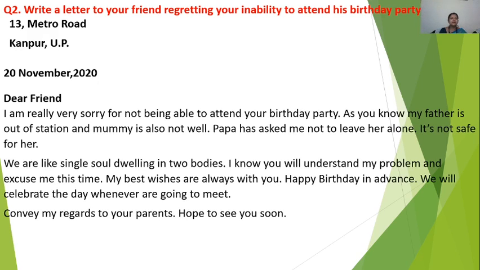The first is: I am really very sorry for not being able to attend your birthday party. As you know, my father is out of station and mummy is also not well. Papa has asked me not to leave her alone. It's not safe for her. We are like a single soul dwelling in two bodies. I know you will understand my problem and excuse me this time. My best wishes are always with you. Happy birthday in advance. We will celebrate the day whenever we meet.